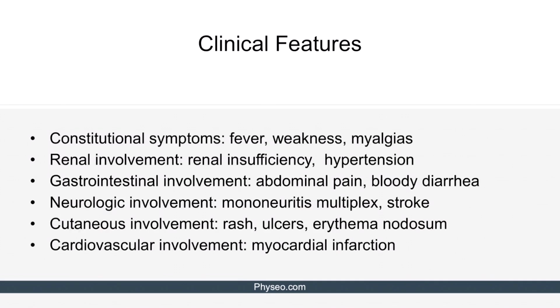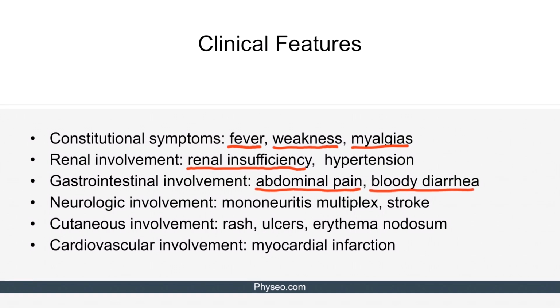This slide shows the clinical features that we expect to see in a patient with polyarteritis nodosa. They may present with constitutional symptoms such as fever, weakness, and myalgias. Narrowing of renal arteries can lead to renal insufficiency, and eventually, patients may present with secondary hypertension. Gastrointestinal involvement is characterized by the inflammation of the blood vessels supplying the intestines. And inflammation of these vessels can lead to ischemia and result in severe abdominal pain and bloody diarrhea.